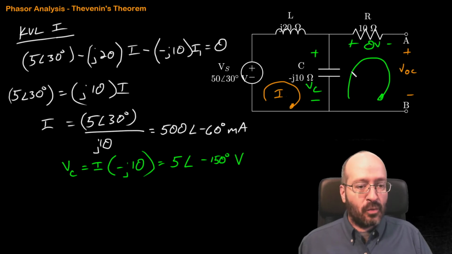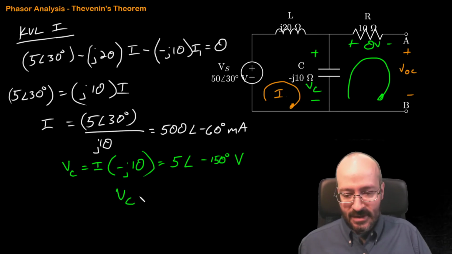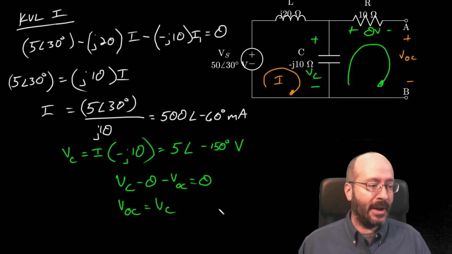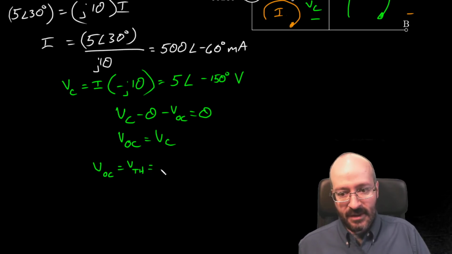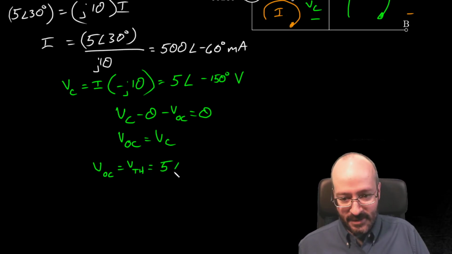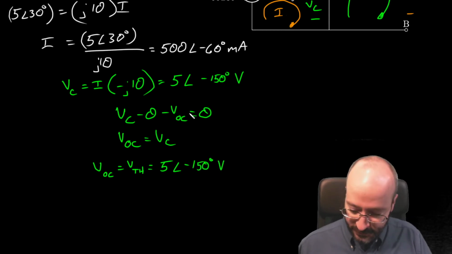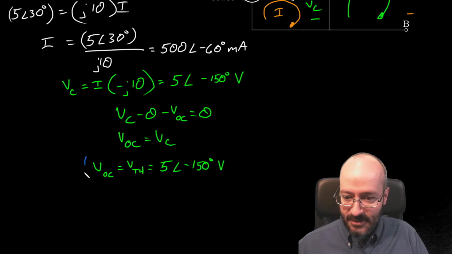Okay, so writing that, we can see that VC minus 0 minus V open circuit equals 0. So V open circuit is simply equal to the voltage across that capacitor. Okay, so V open circuit is V Thevenin, and that is 5 at an angle of negative 150 degrees volts. Okay, halfway there.